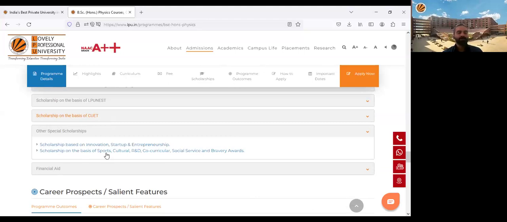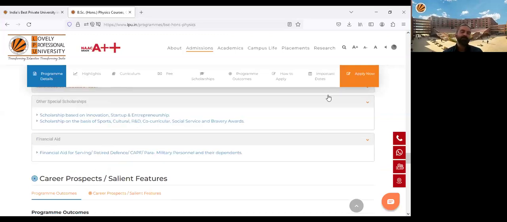If you have sports activities certificates from the previous 2 years, a cultural certificate, R&D, co-curricular activity, social service, or a bravery award, then we consider it. Financial aid is also given on the basis of a defense dependent card, which we consider as well.